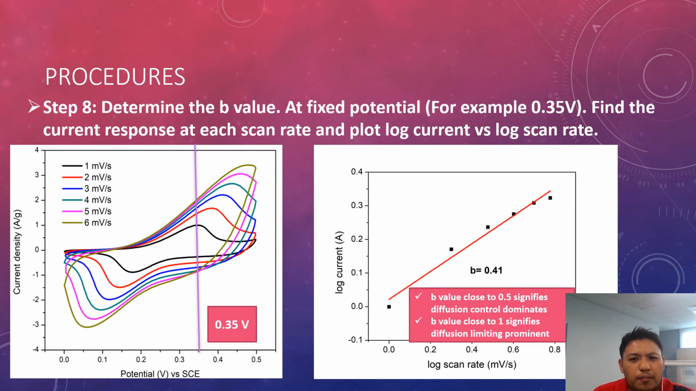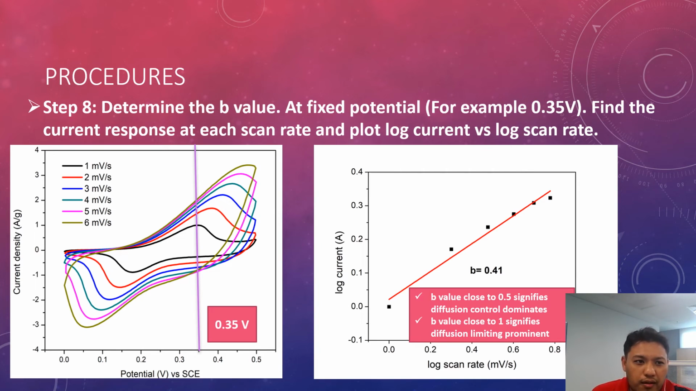Okay, next is the procedure. Aside from producing the contribution rate graph, we want to measure the B value. Step 8 is determine the B value. At a fixed potential, for example 0.35, find the current response at each scan rate and plot log current versus log scan rate. The same as step 1, you fix a potential.